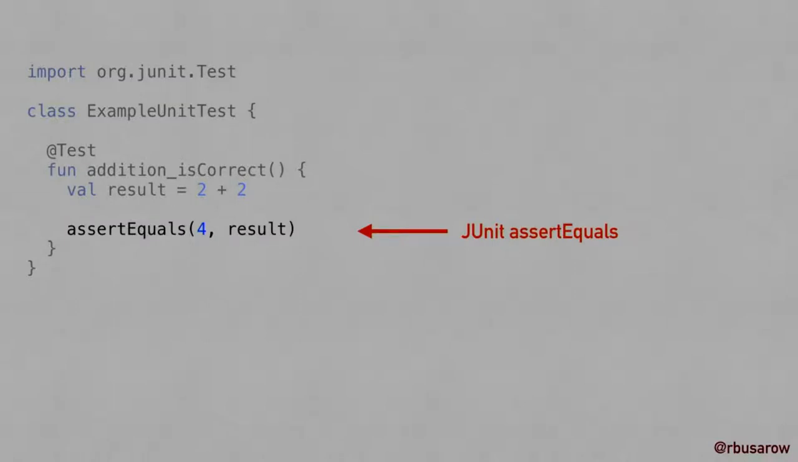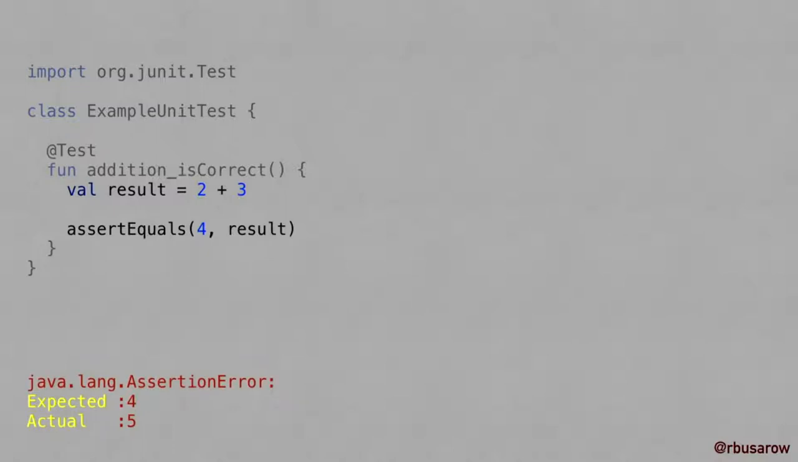And let me show you what I mean. So let's break this test. Let's say 2 + 3 is now equal to 4. And if we run it in the GUI, we would get this nice message that says, well, we expected 4, but we actually got 5. This is more expressive than what we're actually seeing in our code.